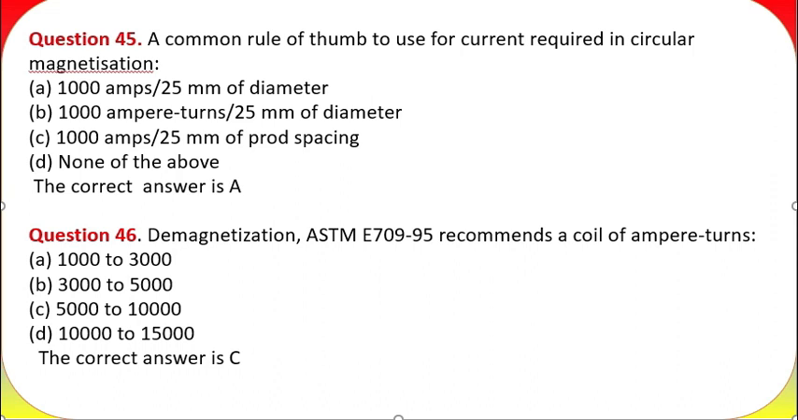Question 46. Demagnetization. ASTM E709-95 recommends a coil of ampere turns. A. 1000 to 3000. B. 3000 to 5000. C. 5000 to 10,000. D. 10,000 to 15,000. The correct answer is C.